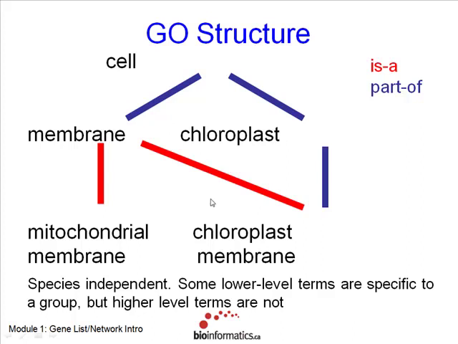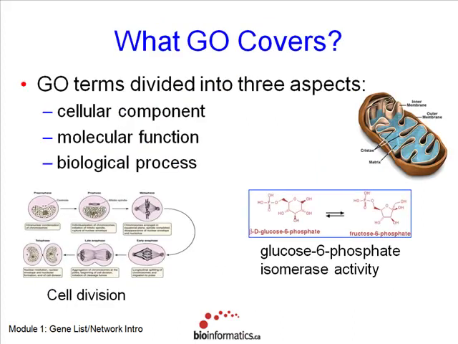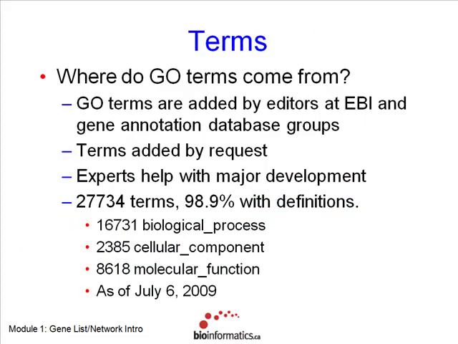While GO itself is species independent, it does have some terms that are specific to a group of organisms. The higher level terms are generally not. So they don't try to be species specific in gene ontology. It's meant to be general. And gene ontology covers three main aspects: cellular component, parts of the cell; molecular function, like enzymatic activity; and biological process, which is typically pathways. That's fairly important to understand, the distinction between those.